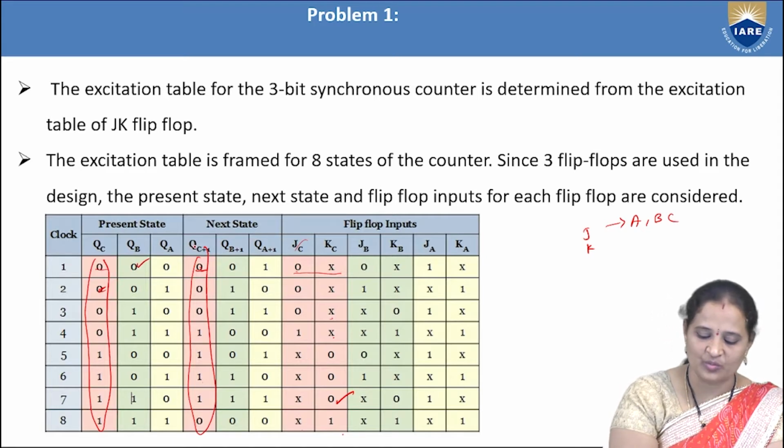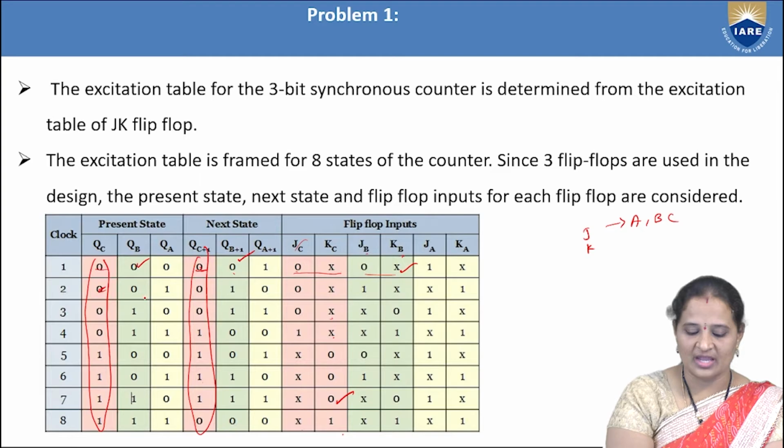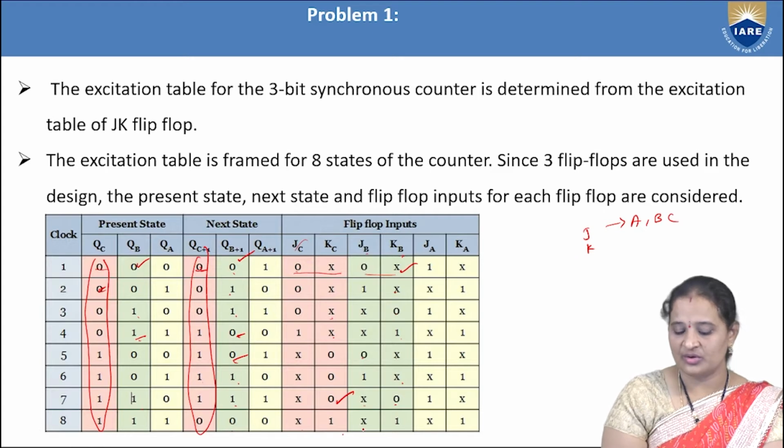And now let us consider QB and QB plus 1. In order to identify the inputs applied to flip-flop B, the inputs are represented as JB and KB. Now let us see this column. So 0, 0 gives 0, don't care. Next 0, 1 gives 1, don't care. Next 1, 1 gives don't care, 0. Next 1, 0 gives don't care, 1. Next 0, 0 gives 0, don't care. Next 0, 1 gives 1, don't care. Next 1, 1 gives don't care, 0. And 1, 0 gives don't care, 1.